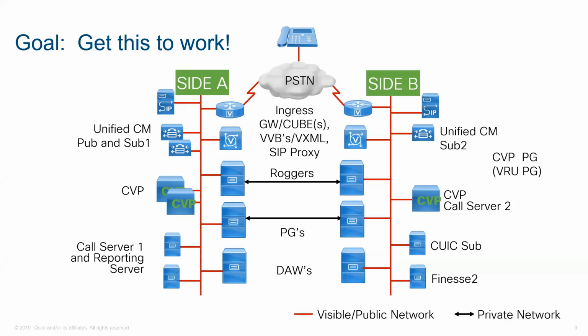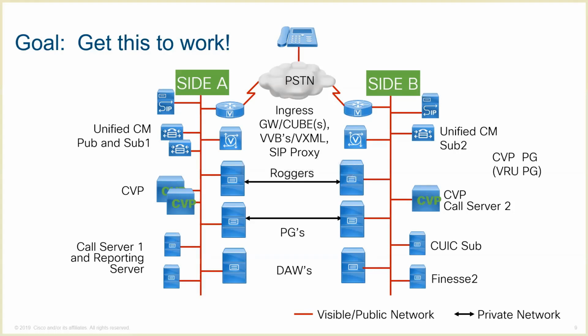The goal, people, at least in this scenario, was to get this to work. So, a brief overview of what we're trying to make work. Trying to make package work in this lab-only model. This lab-only model has a couple of roggers, 2 routers and loggers, one on side A, one on side B. A pair of PGs. These PGs are actually 3 PGs in one server.